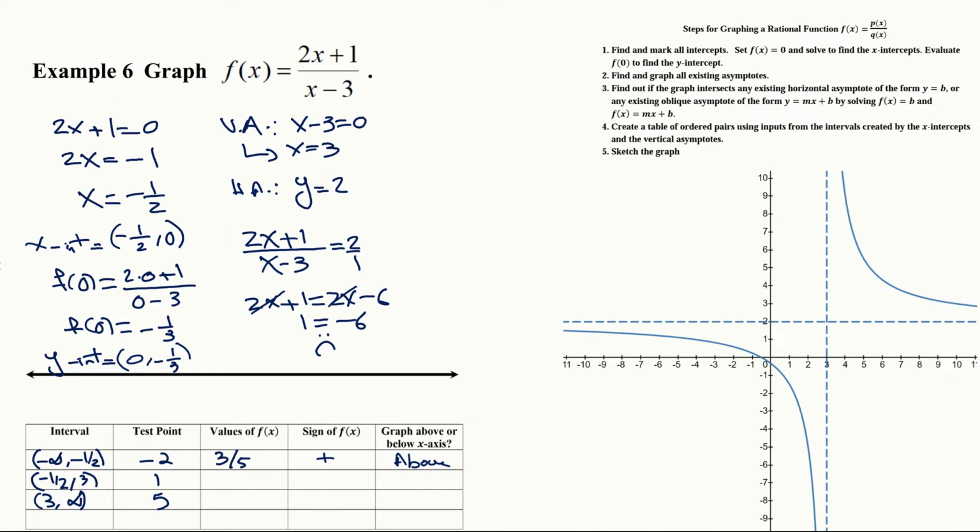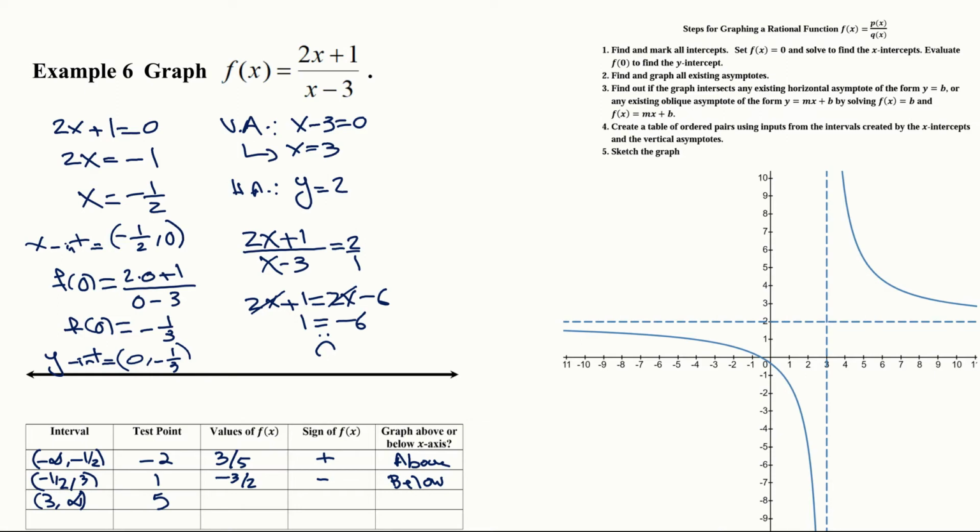So for 1, which is our next test point, when we plug it in, when x is 1, we get 2 times 1 plus 1 over 1 minus 3, right? So we get 3 over -2. So it's -3/2. And of course the sign is negative, and we know that means the graph is going to be below the x-axis.